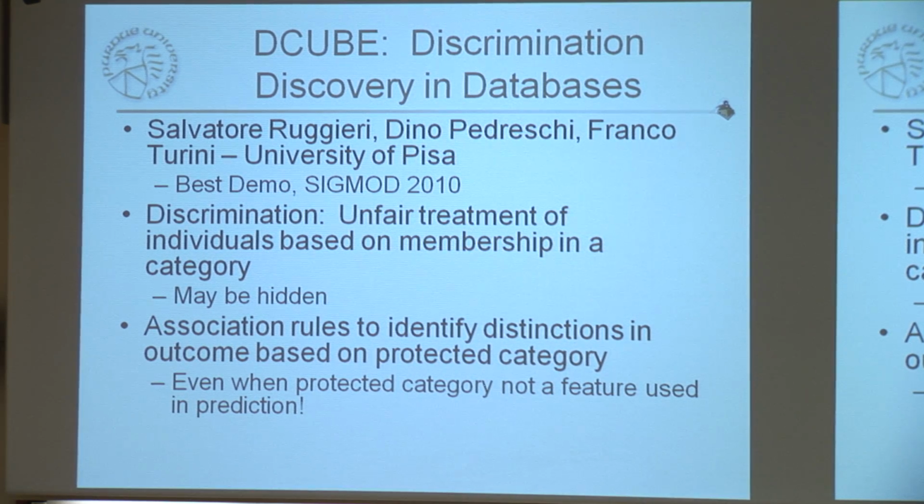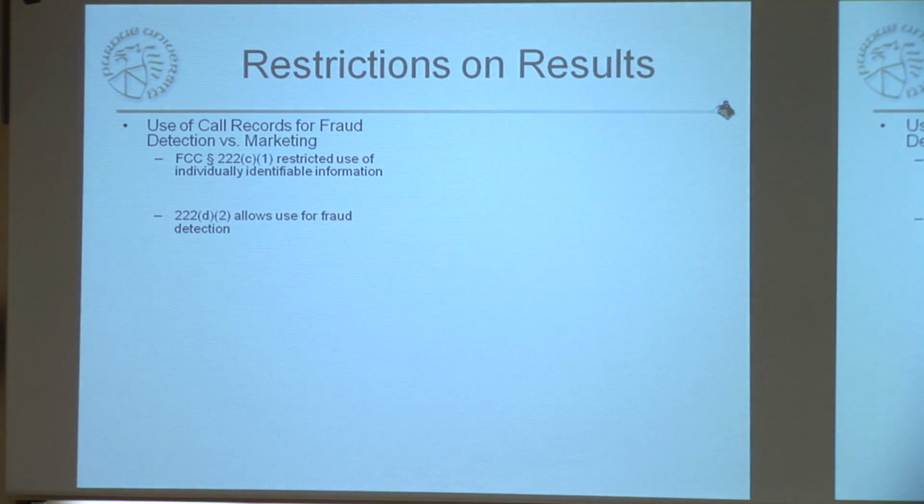Well, what happens if you don't use race, but you end up with a classifier which essentially discriminates against people based on race? Well, you're not using race. That's okay, right? But it turns out that's not true.